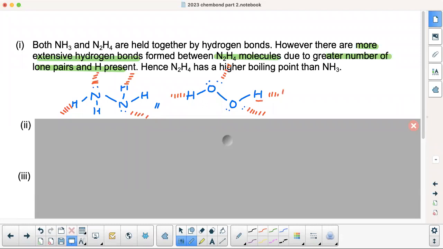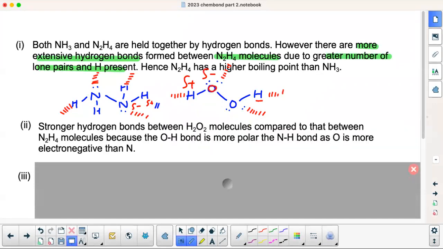It's not about extensiveness, it's about the strength. So oxygen, again, is more electronegative than nitrogen. This one is more delta minus, this one more delta plus, so the hydrogen bond formed must be stronger. This one has less delta minus and less delta plus, so the hydrogen bond formed will be weaker. So say stronger hydrogen bond. I didn't talk about extensiveness, now I talk about strength.